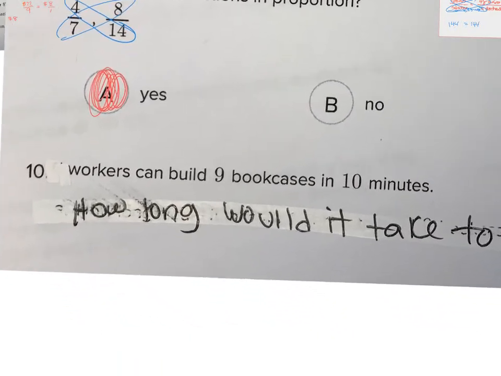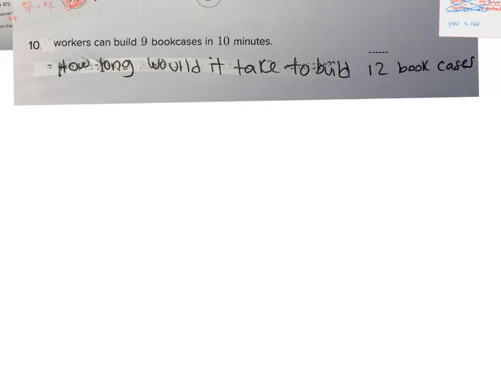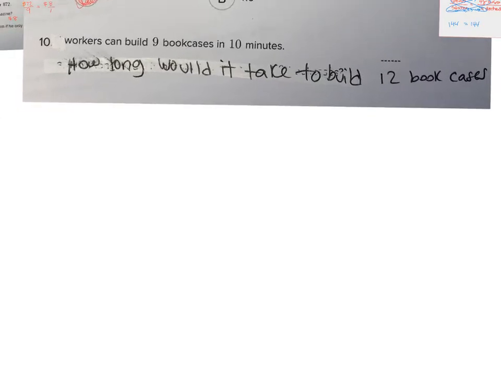All right, number 10. Number 10 on the test is different than number 10 in math space. As you could see, I whited out the test part of the question. Math space is much more complex. It says a certain amount of workers build a certain amount of bookcases in minutes. This that you see here is the one that's going to be like the test. You're not going to have the crazy one that is more Algebra 1 based. It says workers can build 9 bookcases in 10 minutes.